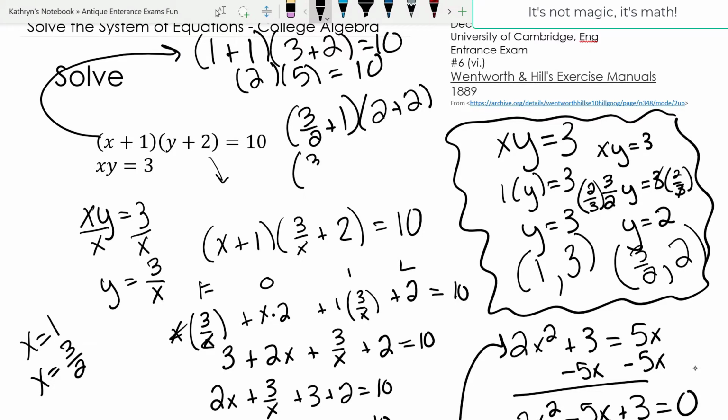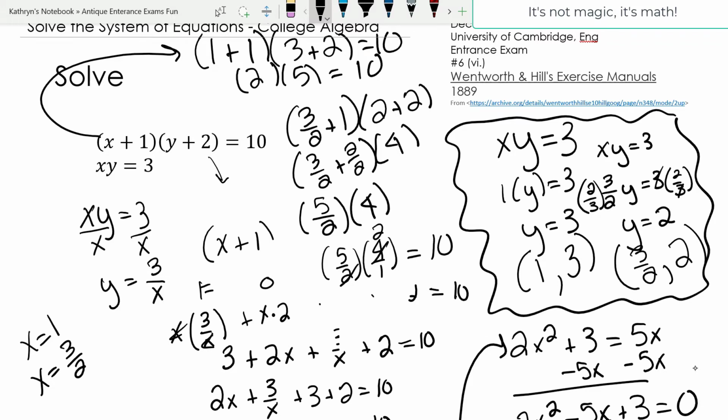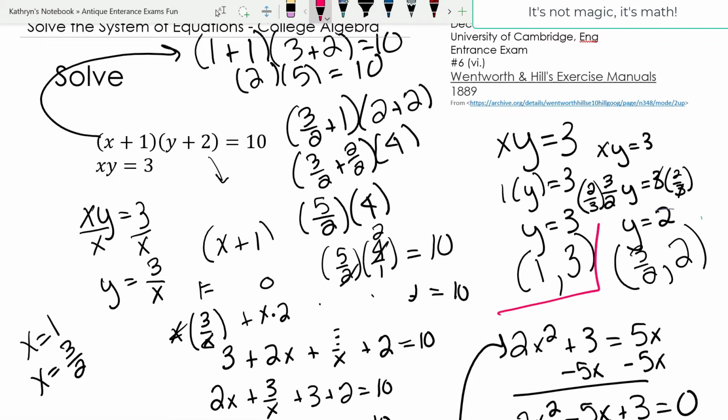Let's keep doing this by hand. So 3 halves plus 2 over 2 times 4. I'm running out of room here. I have to erase a little bit here, but that's okay. Now we have 5 over 2 times 4. Now that is the same thing as saying 5 halves times 4 over 1. These will cancel, and guess what? We end up with 10. That means that these are both of our solutions. Now, how awesome is that?